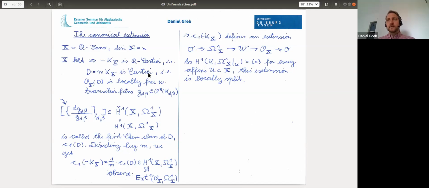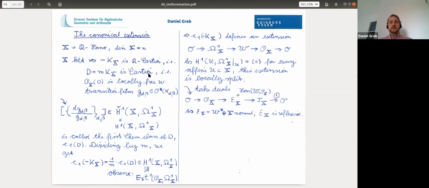This will have co-torsion, meaning that if I look at the natural map from Omega 1 of X to its double dual, it will be neither injective nor surjective. So a lot of potential problems lurk in the background. But okay, this extension is locally split.